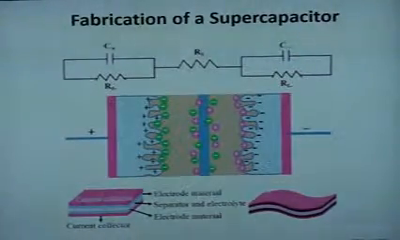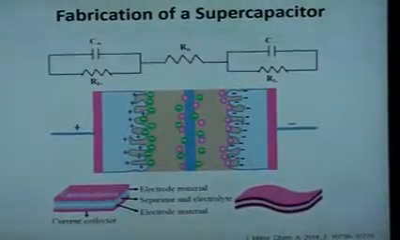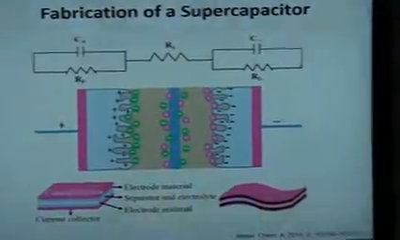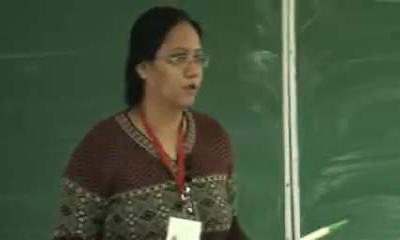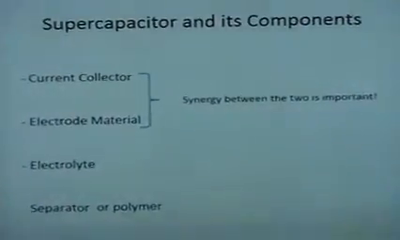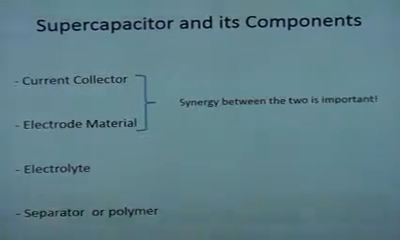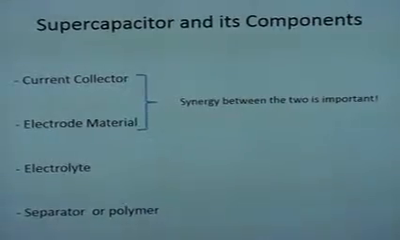We also need to look at the components of a supercapacitor when we want to assemble it. The important components are the current collector, the electrode material itself, and then the separator and the electrolyte. These all form the essential components of the device. Now we need to look at the synergy between the current collector and the electrode material for fabrication. I will go through the individual components, first discussing the current collector and electrode material together.